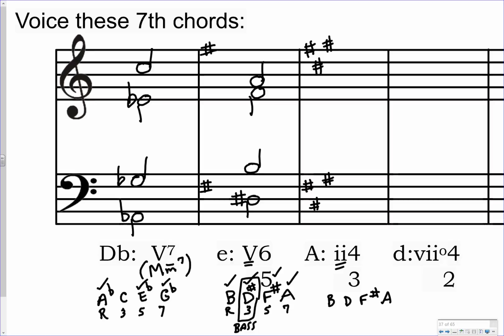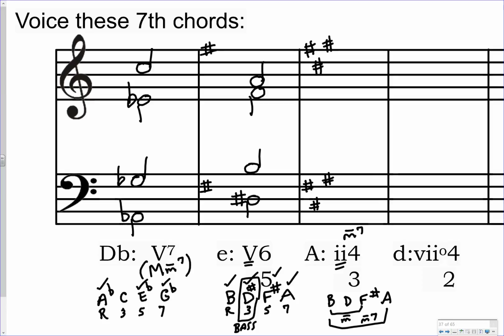Now, you'll recall that the 2 chords in diatonic major keys are minor 7ths, which means I've got to have a minor triad, which I do right here, and I've got to have a minor 7th, which I do right here. And now I'm ready to build.